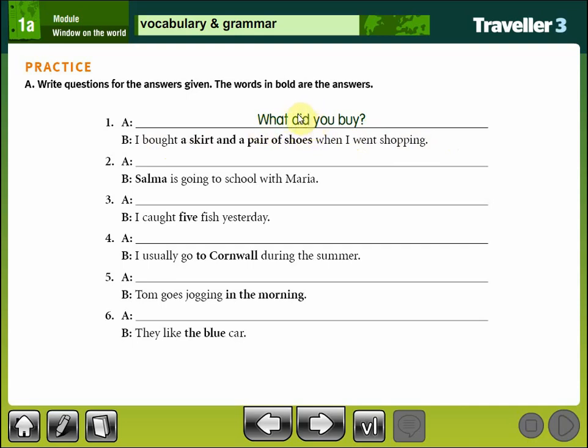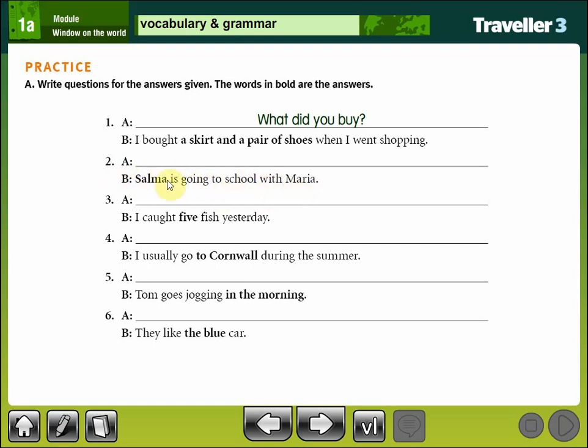Why did we add did? Because the verb here is in the past, so we place do because it's an action verb. We add the verb do, but instead of saying do or does, or doing even, we change it into the past here. Salma is going to school with Maria, number 2. Salma is the subject, clearly before the verb.